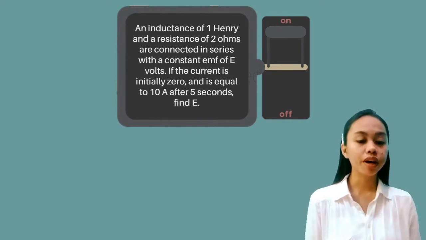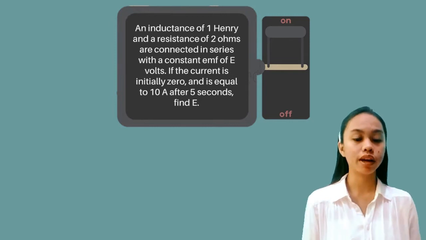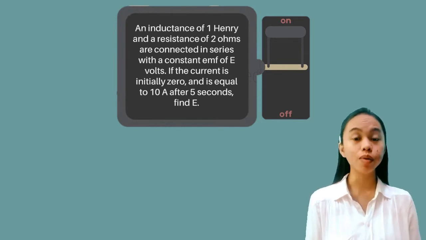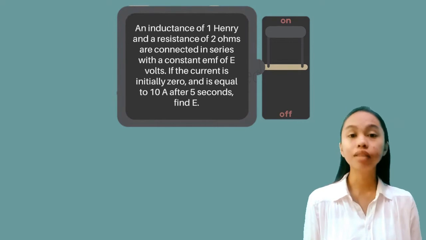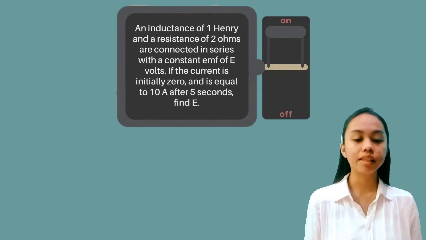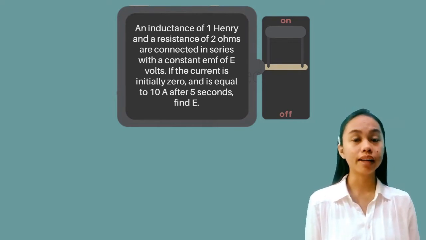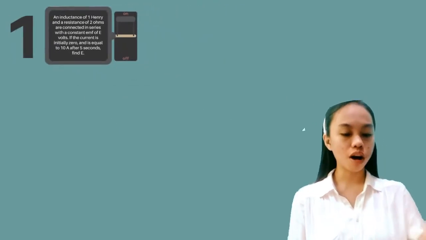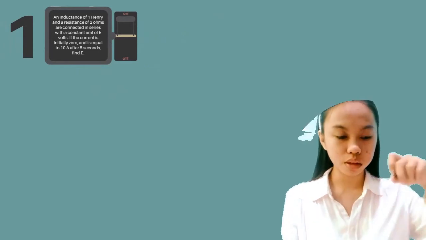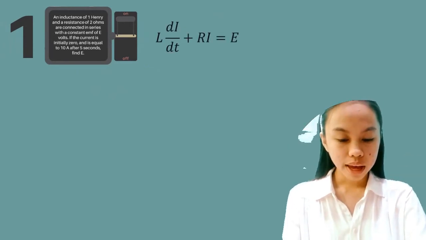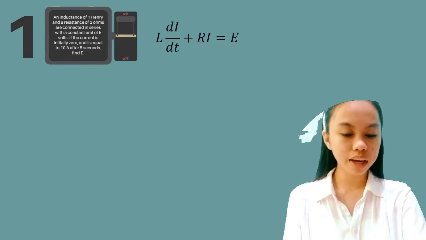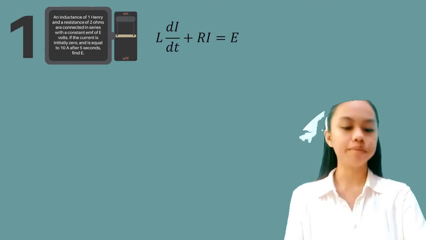In this problem, we are tasked to find E, or the voltage source, and we have two conditions. The first condition is that the current is initially 0, and the second condition is that the current is equal to 10 amperes after 5 seconds. We know that our formula for RL circuits is L di/dt + IR = E.